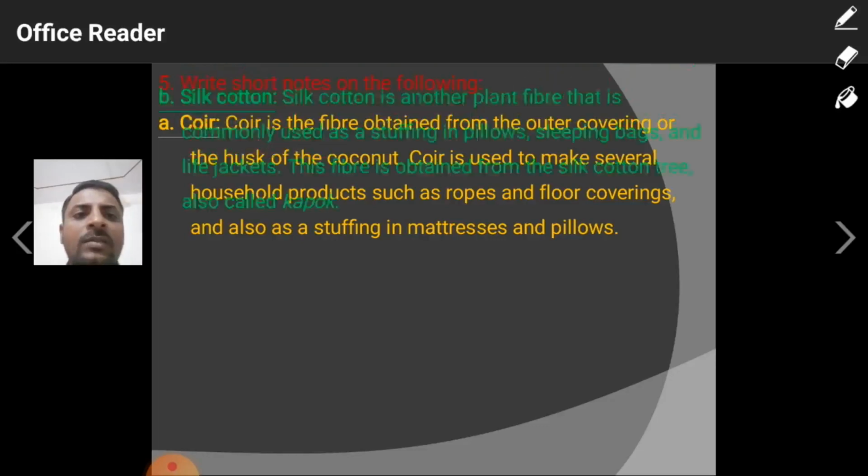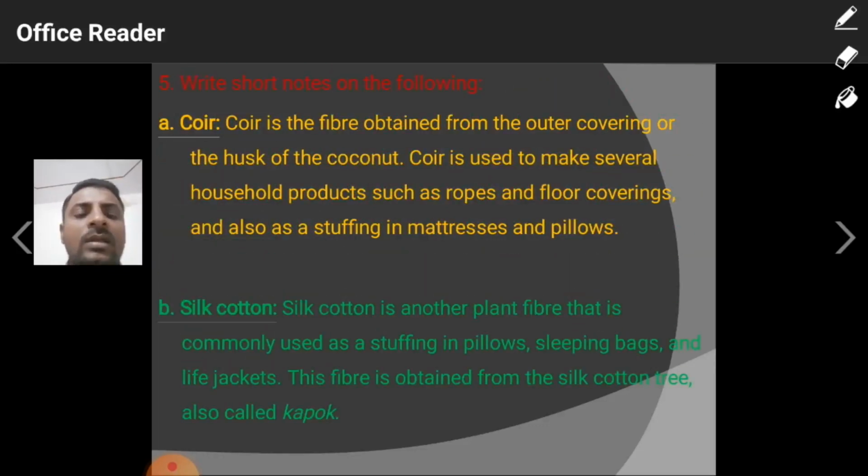Next is silk cotton. Silk cotton is another plant fiber that is commonly used as a stuffing in pillows, sleeping bags, and life jackets. This fiber is obtained from the silk cotton tree, also called the kapok tree.